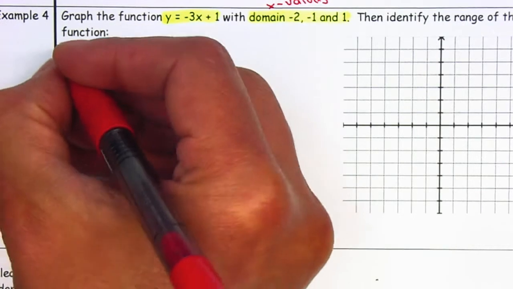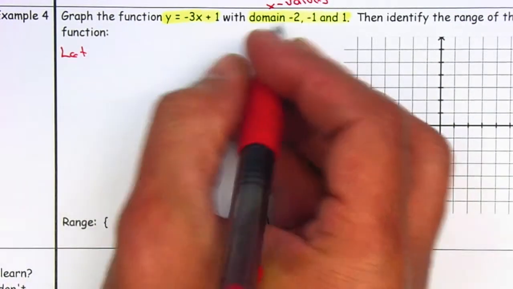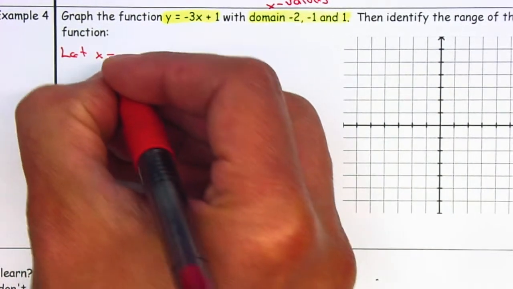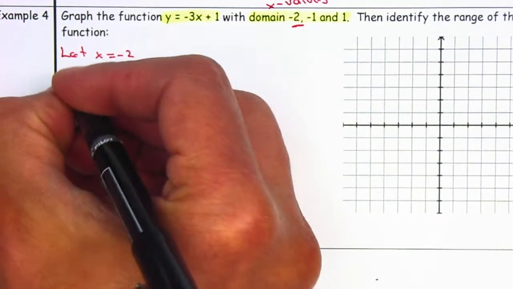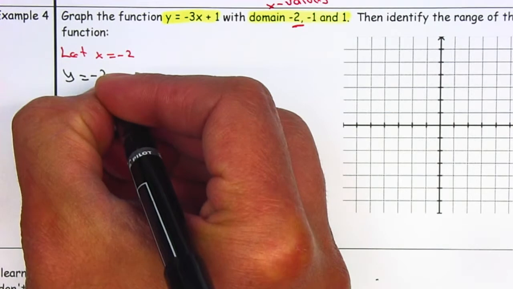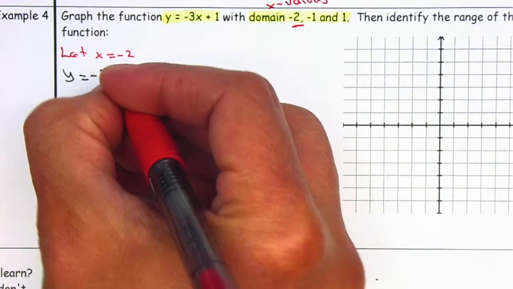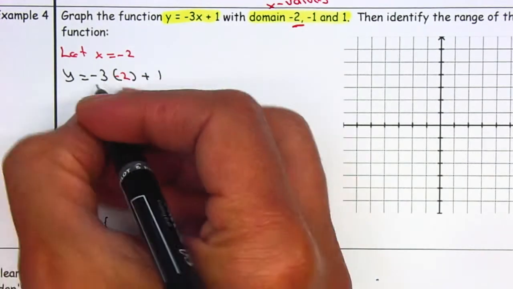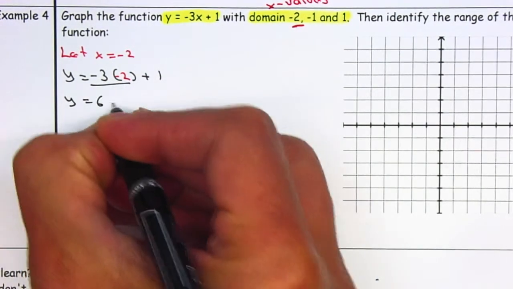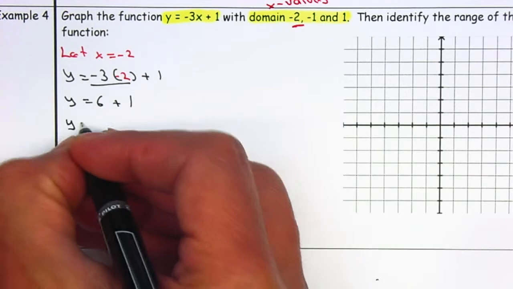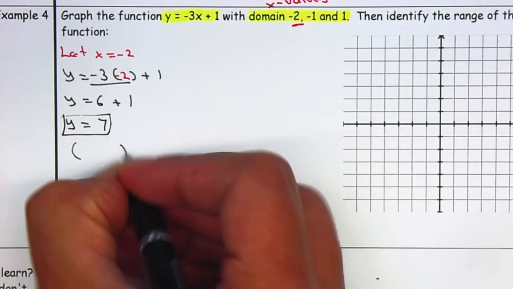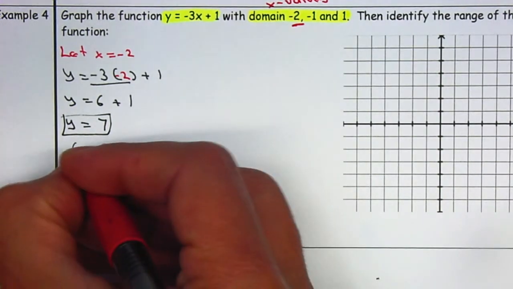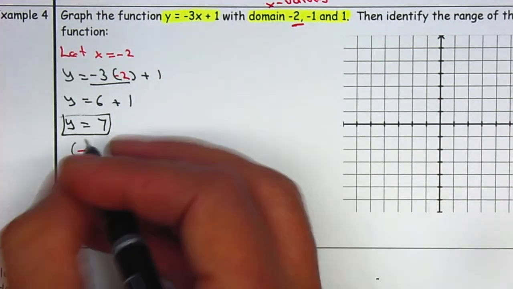I'm going to use the first value of x, which is -2. y is equal to -3, and instead of the x, I'm going to plug in a -2. Now I'm going to simplify it. So y is equal to 6 plus 1. So y is equal to 7. That gives me a point. If the x value is -2, that means the output value, the y value, was 7.